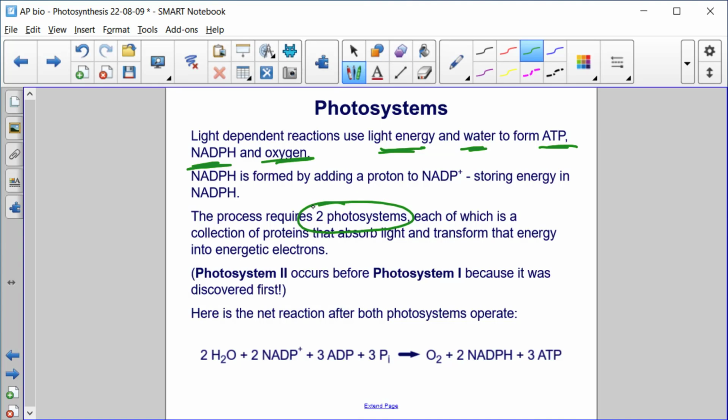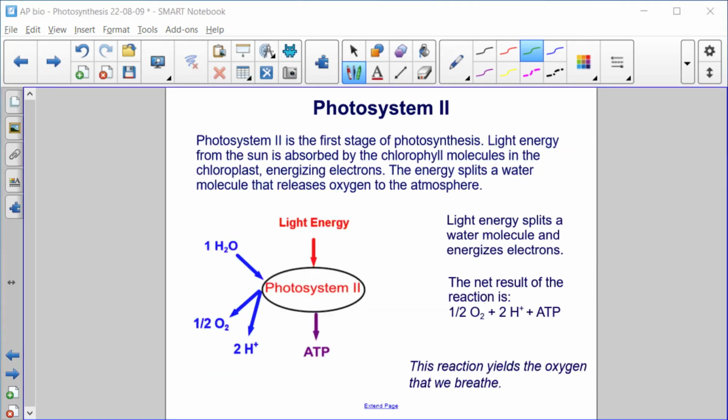Here is the net reaction after both photosystems operate. We have 2 water molecules, 2 NADP plus molecules, 3 ADP, and 3 phosphate groups. And we produce an oxygen, 2 NADPH, and 3 ATP, right? That's what we're forming in these light-dependent reactions.